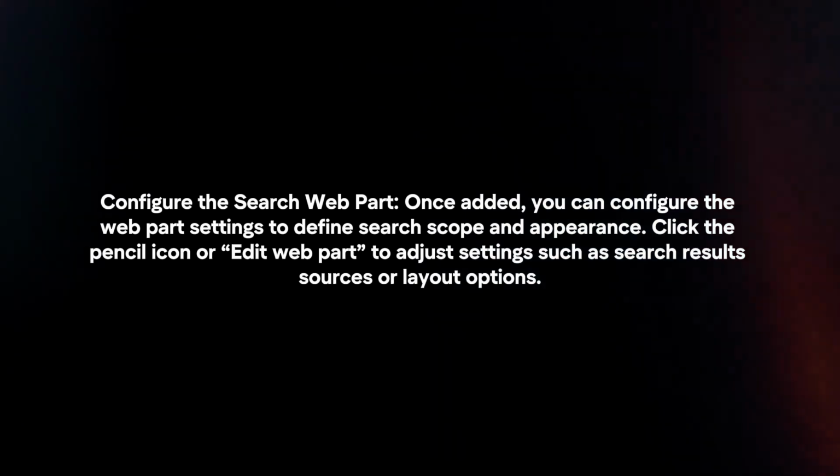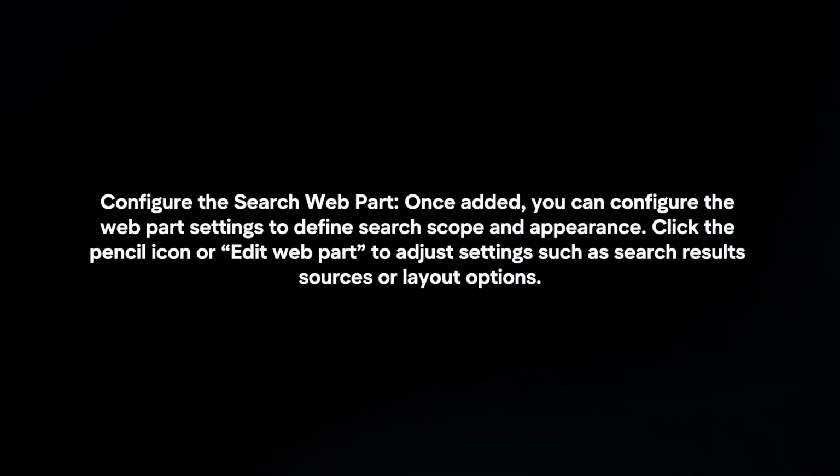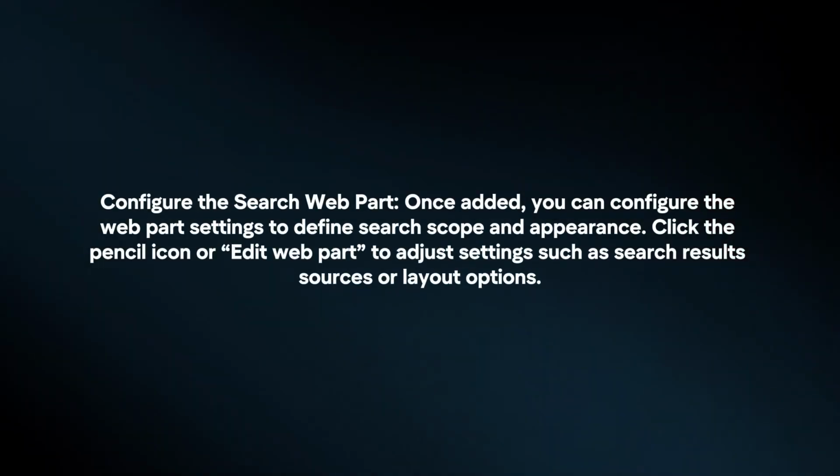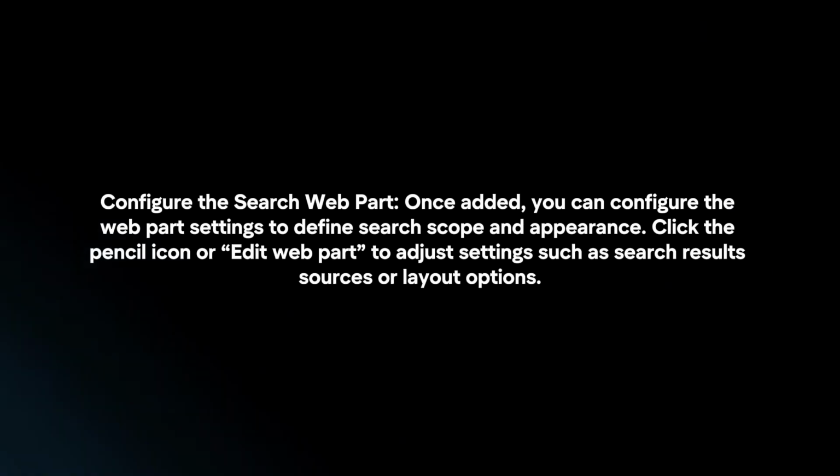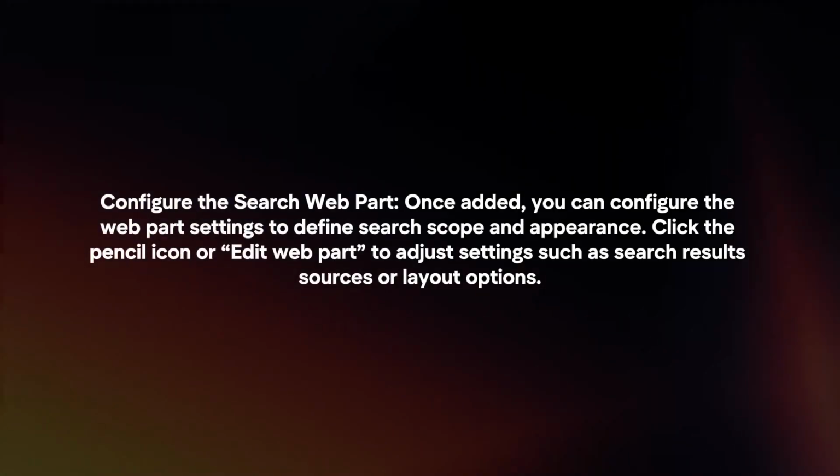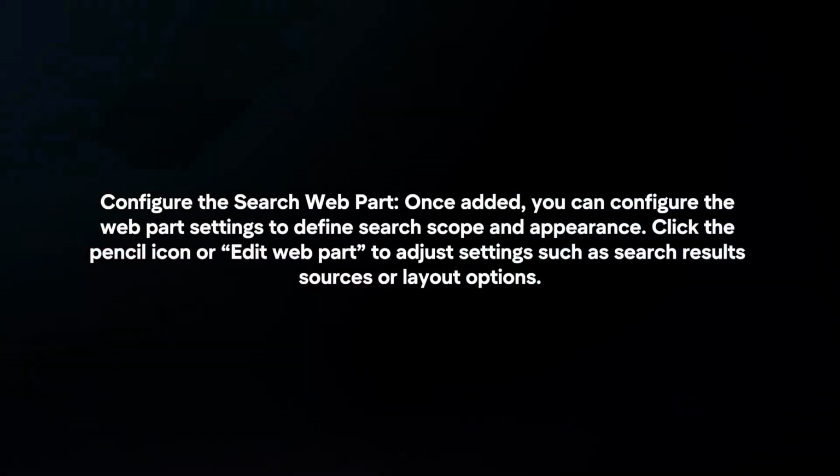Configure the search web part. Once added, you can configure the web part settings to define search scope and appearance. Click the pencil icon or Edit web part to adjust settings such as search result sources or layout options.